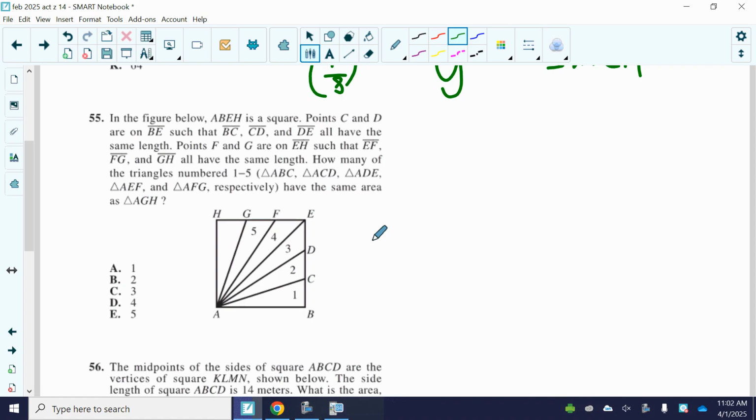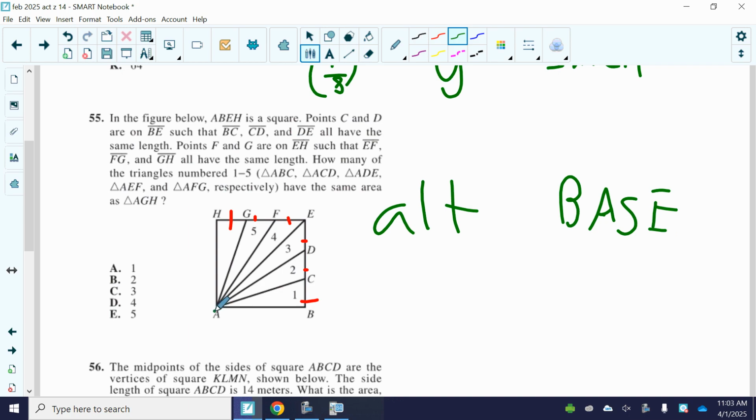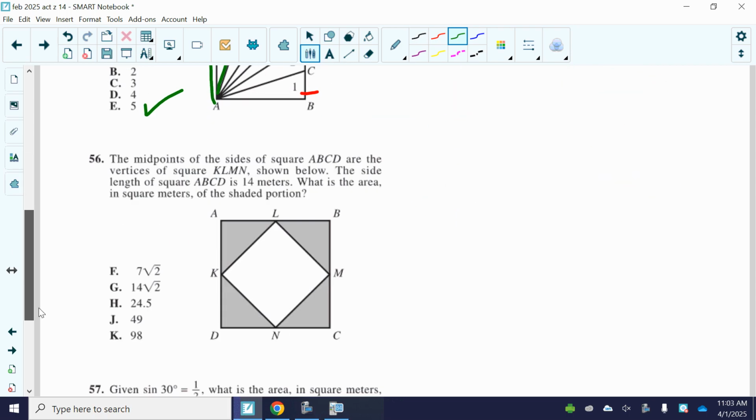Hey, what about these triangles? Well, it's a square, which means all 4 sides are equal, and all these things mean that all of these are equal. So every one of these guys has the same altitude and the same base. So how many triangles are equal to this? All of them. They all have the same altitude running up and down and the same base, which is that little bit. So it's everybody 5.